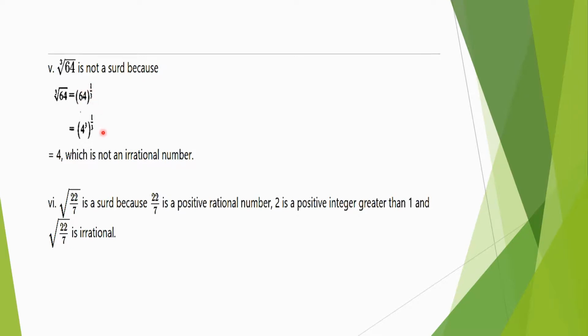Square root of 22 by 7. It is a surd because 22 by 7 is a positive rational number. 2 is a positive integer greater than 1. Therefore, square root of 22 by 7 is irrational. Therefore, it is a surd.